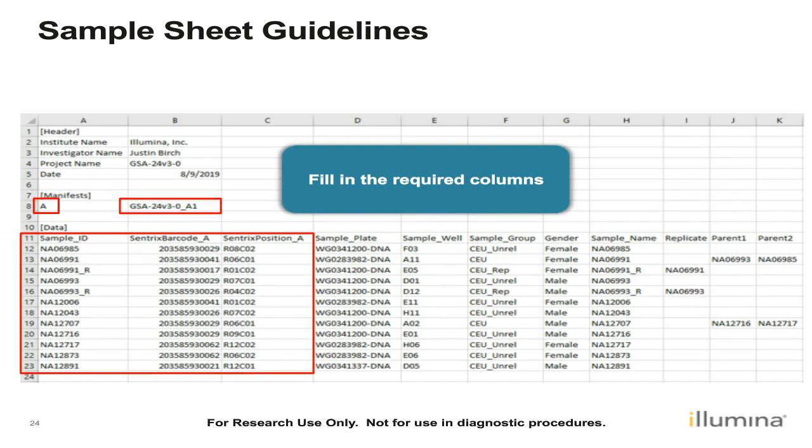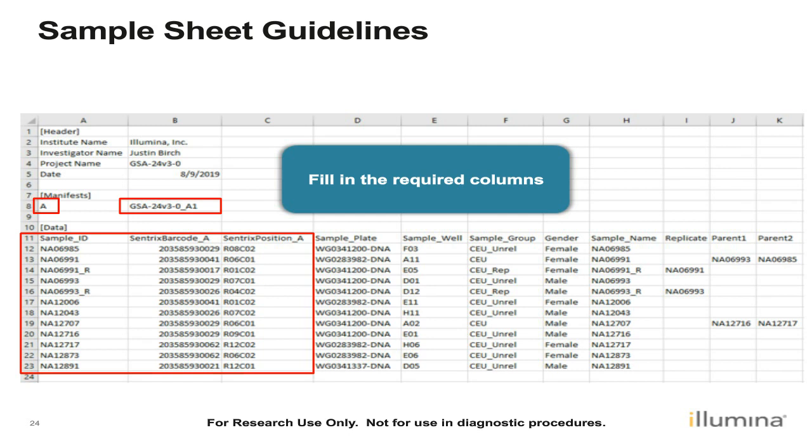Also, you want to make sure that all the required columns are filled in. So for a genotyping sample sheet, the first three columns are required. So this is the sample ID, the Sentrix barcode, and the Sentrix position. So you want to have the manifest name there, and you want to keep that letter A there as well. So the A references the Sentrix barcode A and the Sentrix position A.